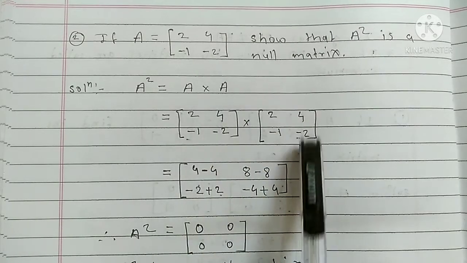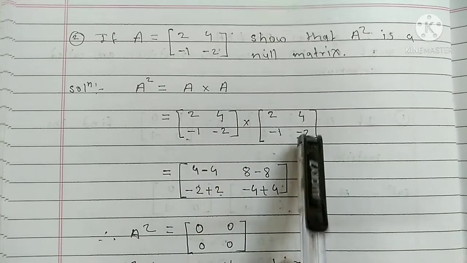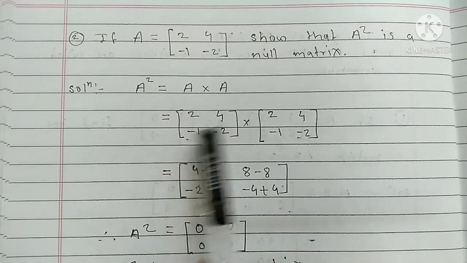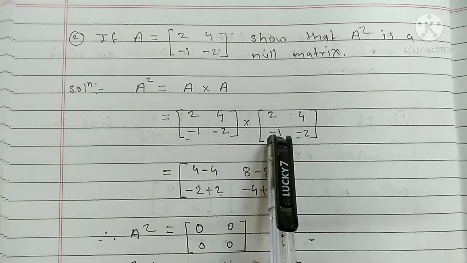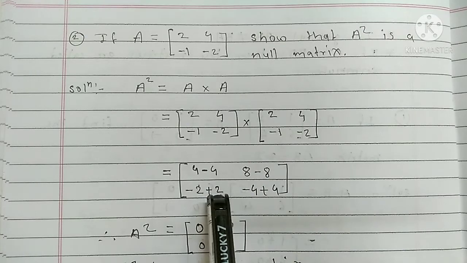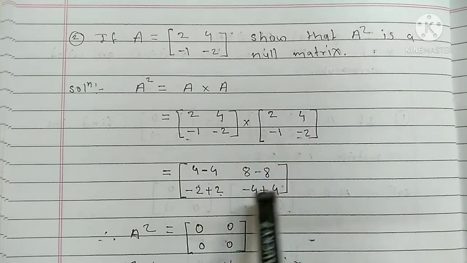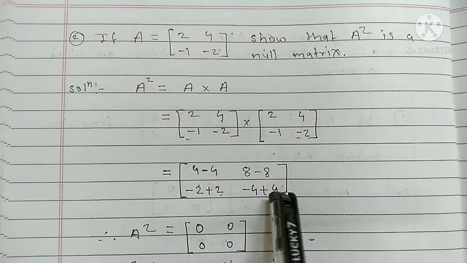Then, first row, second column. 2 into 4, 8. 4 into minus 2 is minus 8. Then, second row, first column. Minus 1 into 2 is minus 2. Minus 2 into minus 1 is plus 2. Then, second row, second column. Minus 1 into 4 is minus 4. Minus 2 into minus 2 is 4.